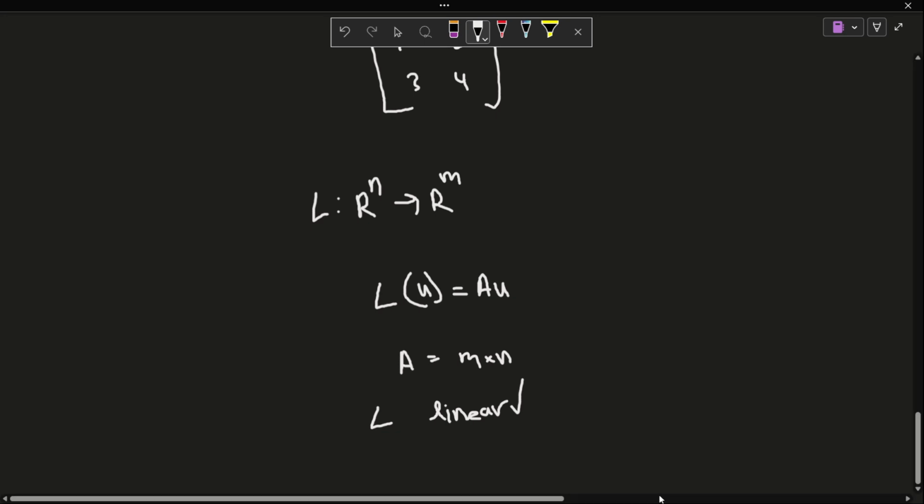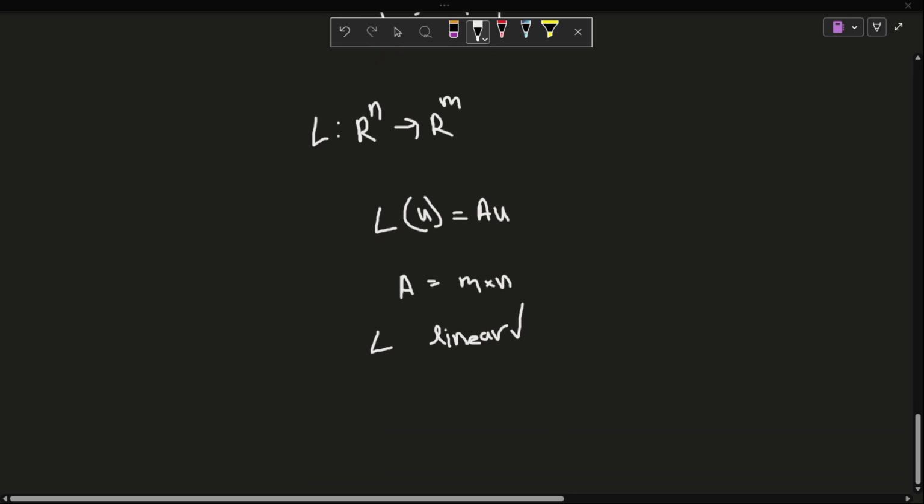And so that concludes linear transformations in a huge part, or just the basics of how we denote them and how we think of them and how we actually calculate them. Okay?